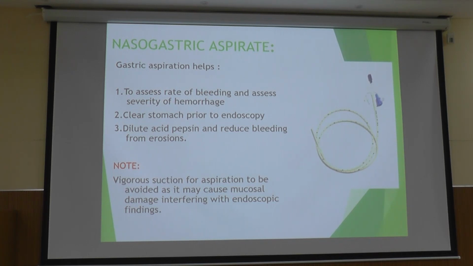Then nasogastric aspiration. This is both therapeutic and diagnostic. For diagnosing, to assess the rate of bleeding and assess the severity, we use this. And also, if there is any excess blood in the stomach, we also use this to clear that prior to endoscopy.